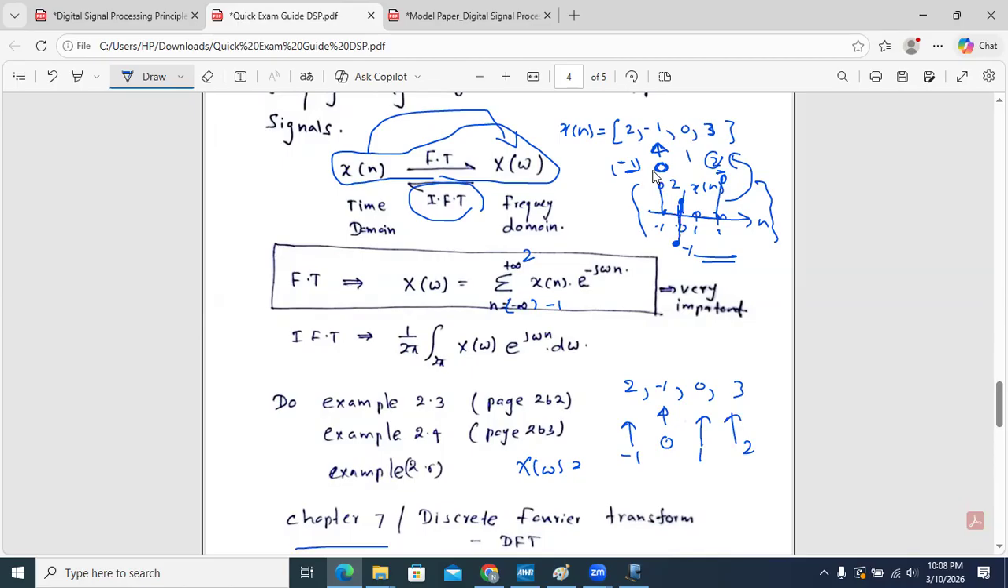This is the zeroth sample, 0, 1. This is the -1 sample, that is 2. Okay, and this is the first sample, that is 0. And this is the second sample, that is 3.